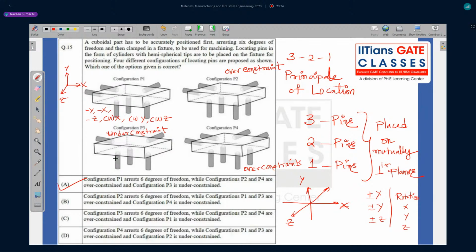So you can say that. So let's remove this thing. Simply, without knowing all this stuff also, by looking at the pins you can say which is over constraint, which is under constraint. Forget about the 6 degrees of freedom; happily we can say without calculating how many degrees of freedom are arrested by P1, P2, P3, P4. Simply we can say it. Very good. It's an easy question. I hope whoever knows the concept might have attempted it very easily.